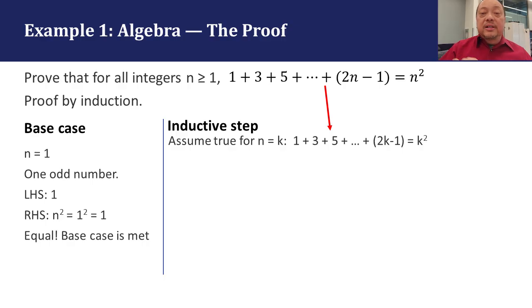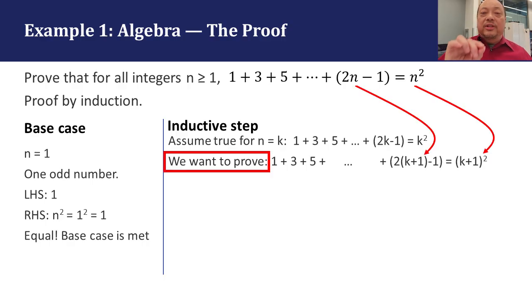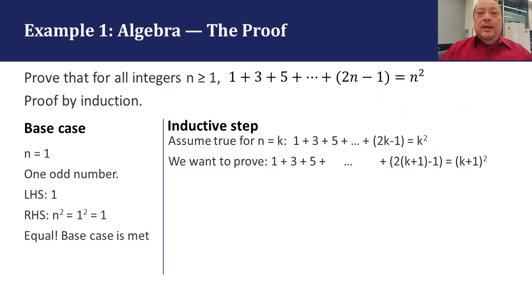Next, clearly state your target: what the statement looks like when we substitute k plus 1 in place of n. We write that we want to prove 1 plus 3 plus 5 plus all the way up to 2 times (k plus 1) minus 1 is equal to (k plus 1) squared. Don't forget to use parentheses around the k plus 1 as needed.